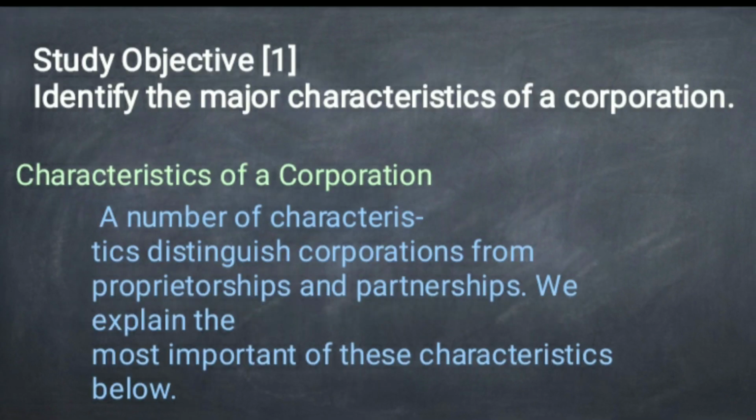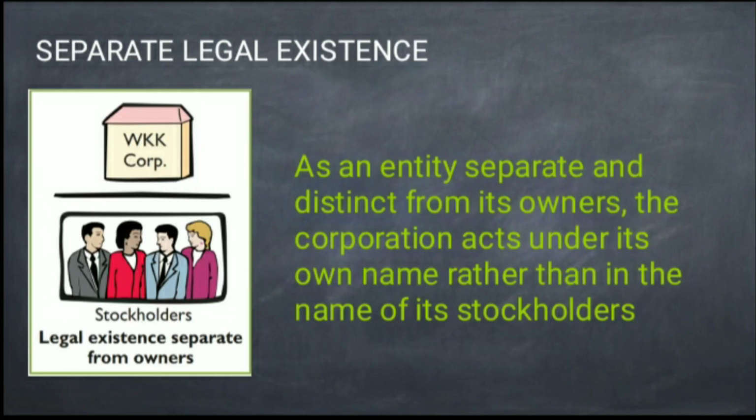Study Objective 1. Identify the major characteristics of a corporation. A number of characteristics distinguish a corporation from a proprietorship and partnership. We explain the most important of these characteristics below. Separate legal existence. As an entity separate and distinct from its owner, the corporation acts under its own name rather than in the name of its stockholders.